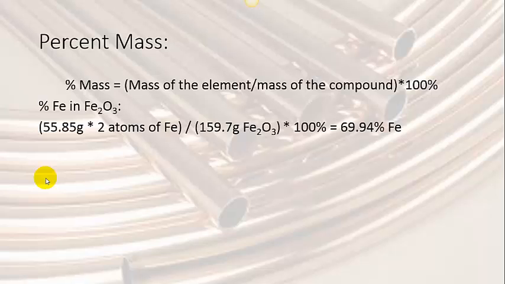So for example, if you wanted to know the percent of iron in iron oxide, you would have the mass of the iron. The mass of one atom of iron is 55.85, but we have 2 of them, so you have to multiply that by 2, divided by the entire molar mass of the iron oxide times 100%. So this gives us 69.94% of iron in this case, iron 3 oxide.